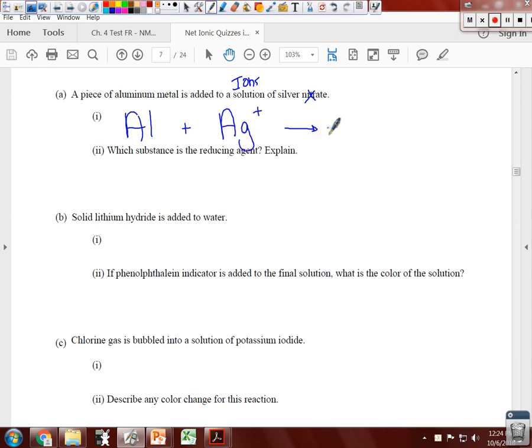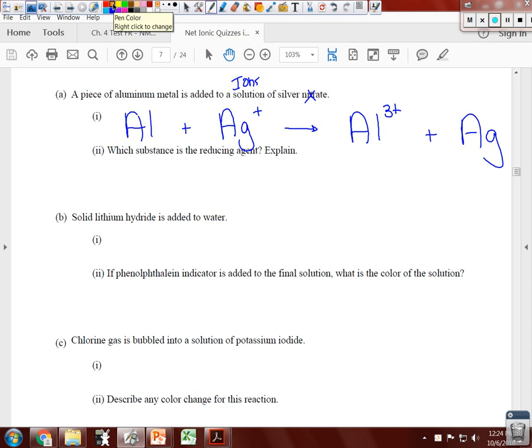Now, so really, this is what type of reaction? Single replacement. So aluminum is going to swap with silver, and aluminum is going to go from the metal to the what? To the ion. So Al what? 3+. And silver is going to go from the ion to the what? Solid. So Ag.